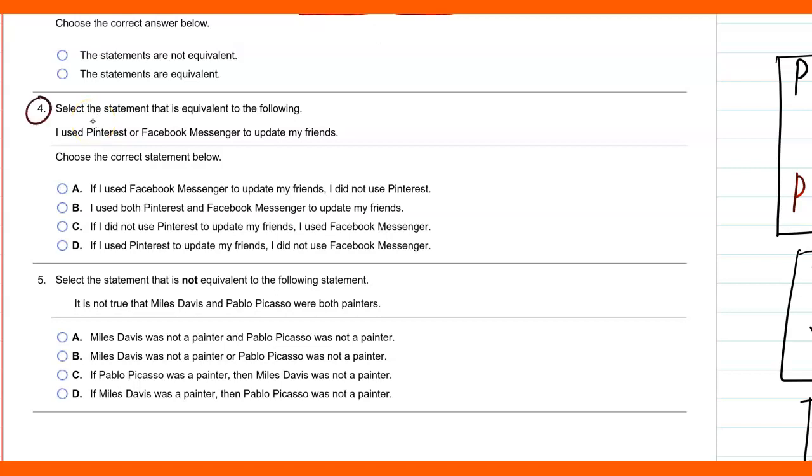Question number 4. Okay, question 4. Select the statement that is equivalent of the following. I use Pinterest or Facebook Messenger to update my friends. Look here, this is the Pinterest or Facebook Messenger. This is the P. That's the Q. Therefore, this pretty much P or Q is that statement. If you write a symbolic form, P is I use Pinterest, and Q is I use Facebook Messenger. Therefore, P or Q is this statement as a symbolic form.